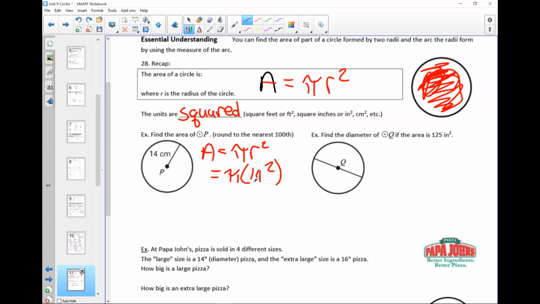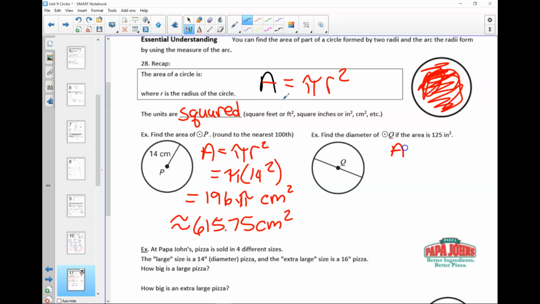Again, there's some weird quirkiness to doing this on the tablet as a shared screen, so bear with me. So you end up with 196 pi centimeters squared. That would be your exact answer, but it says round to the nearest hundredth. So we use the squiggly, or the approximate equal sign, and we get 615.75 centimeters squared.